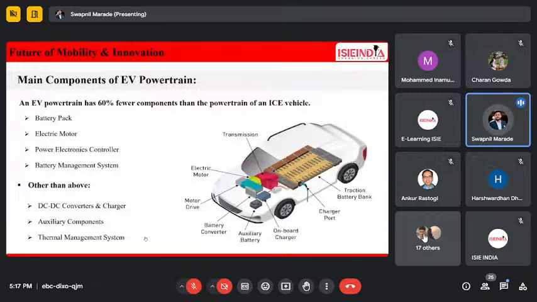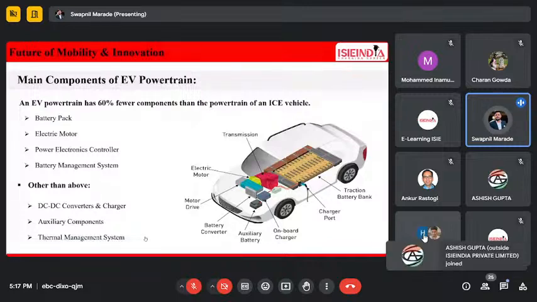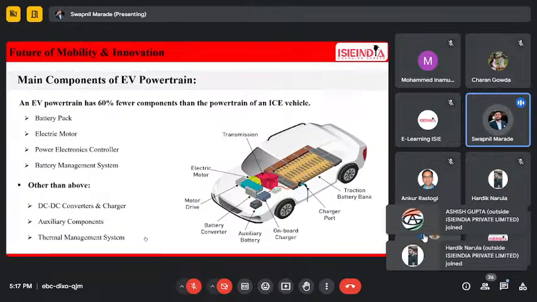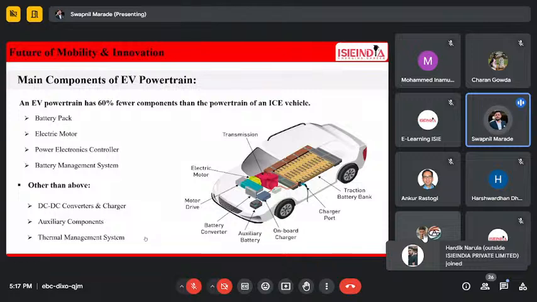So, the main components of electric vehicle powertrains: an EV powertrain has 16% fewer components than the powertrain of an internal combustion engine vehicle. First is the battery pack, second is the electric motor, thereafter the power electronic controller, battery management system, and electric motor. Those are the main components. Other than the above, there is a DC to DC converter and charger.